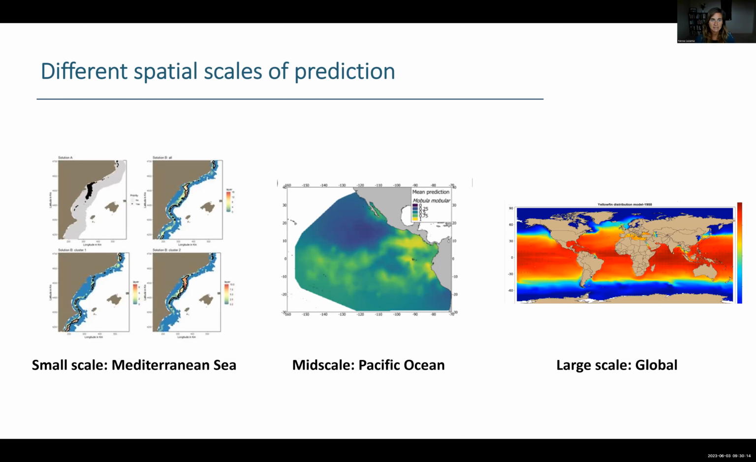But also there are different spatial scales on prediction. It's not the same to predict on a small scale like in the Mediterranean Sea, in the Pacific Ocean, or along a global scale.